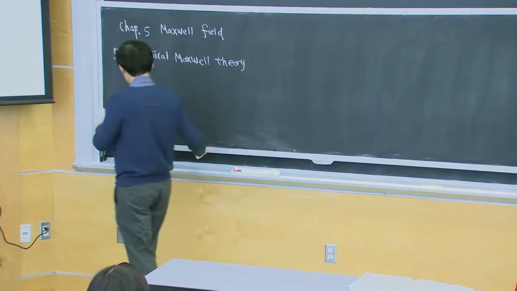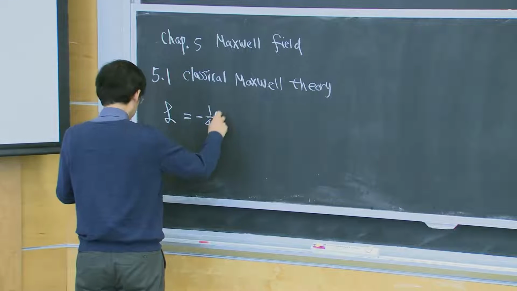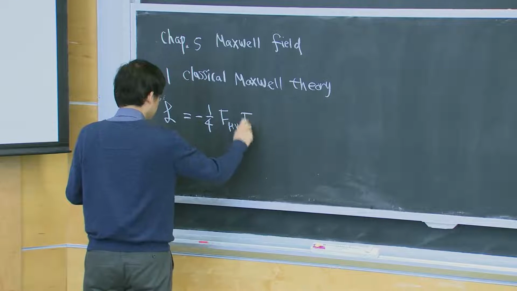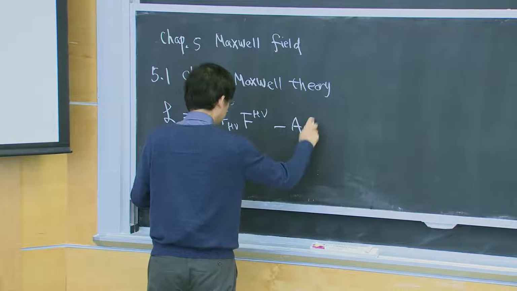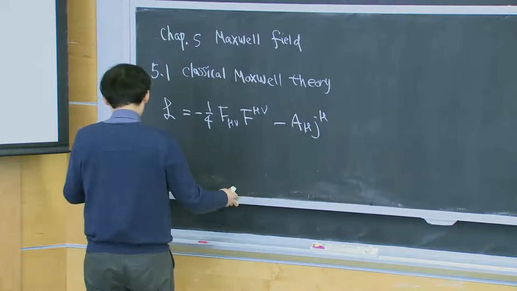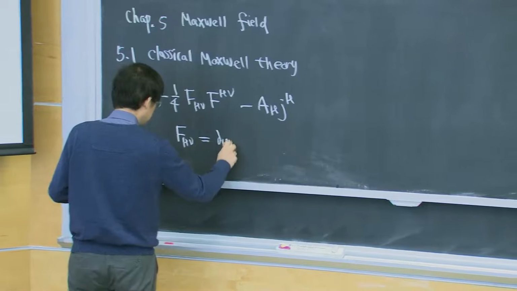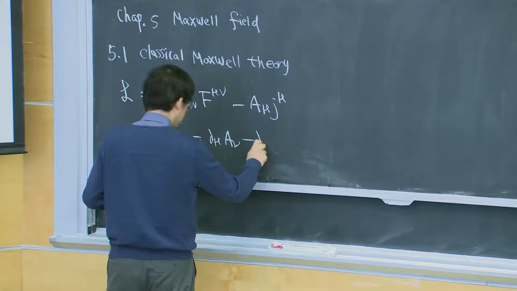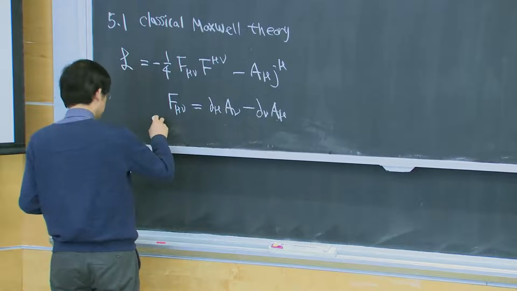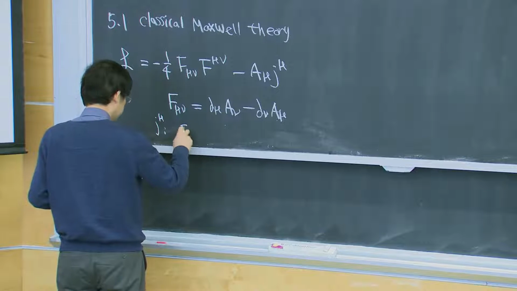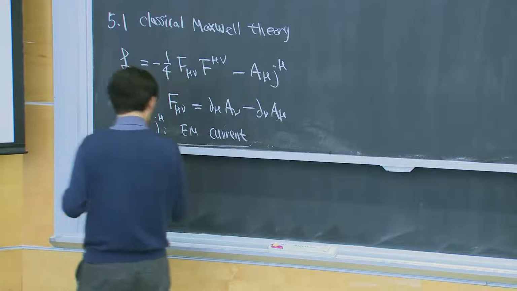So the Lagrangian density for the classical Maxwell theory can be written as, with F mu nu, the standard partial mu A nu minus partial nu A mu, and J mu is just the electromagnetic current.